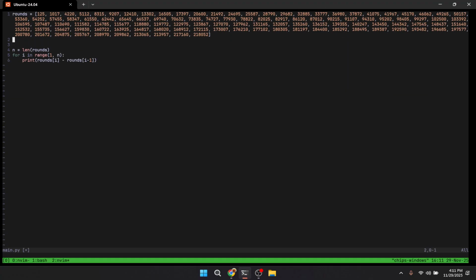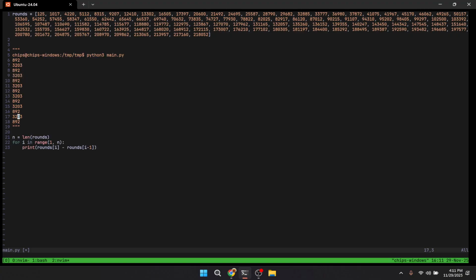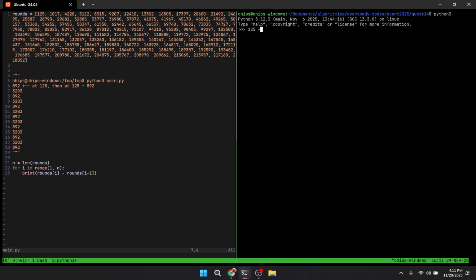Okay, so reasoning goes like this. You first find one at 125, then at 125 plus 10, plus 892. So let's make sure that's 1017. And then you have to do 125 plus 892 plus 3203, and then you get to 4220, right?